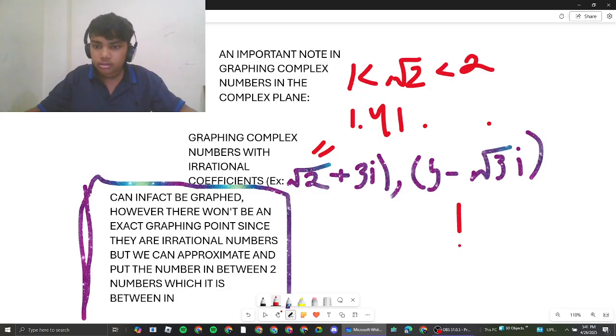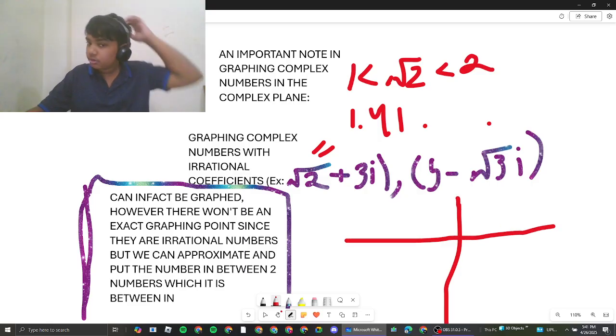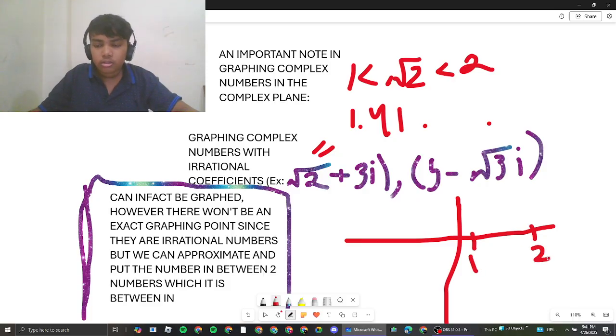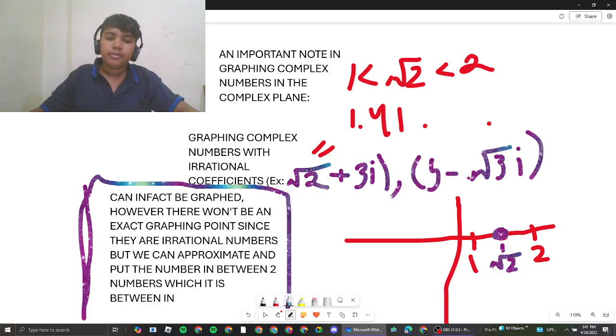Like, I'll just draw one more time. For example, you have 1, 2. I'm going to graph here, circle this area. This should be the square root of 2, just in between. Okay, this should be root 2. And then we will graph the other complex number. Suppose we have negative 3i.